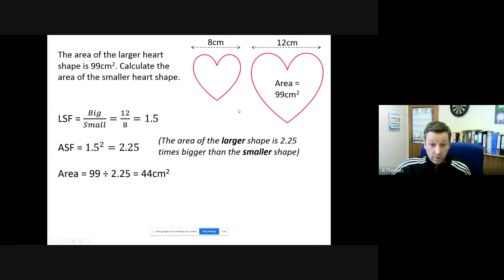Right, whoops, sorry, that was a bit quick. Let's look at it again. Divide big by small to get the linear scale factor, square it to get the area scale factor, and then you've got to figure out, am I timesing or dividing to get my missing area?